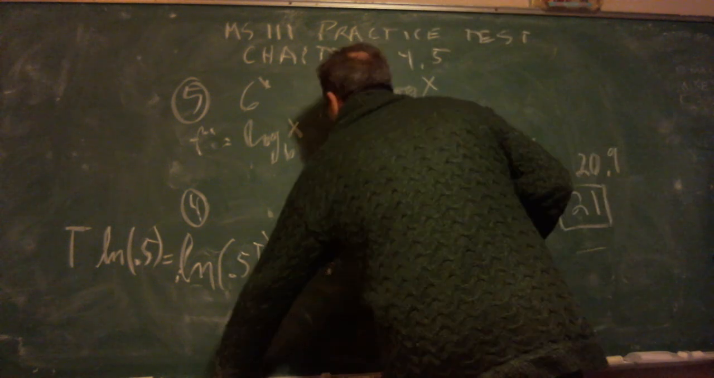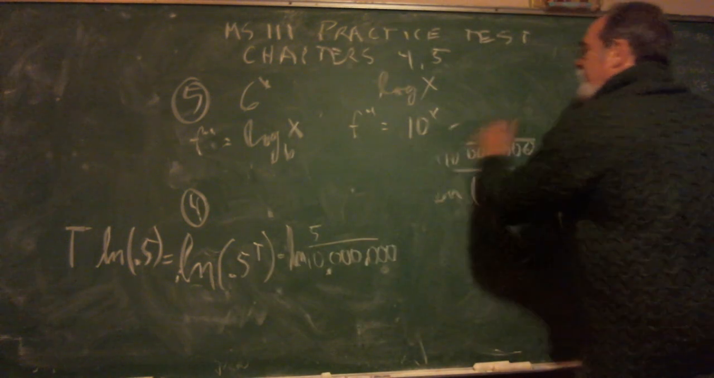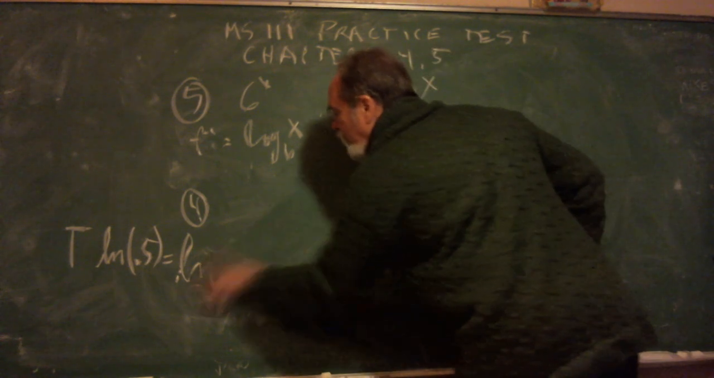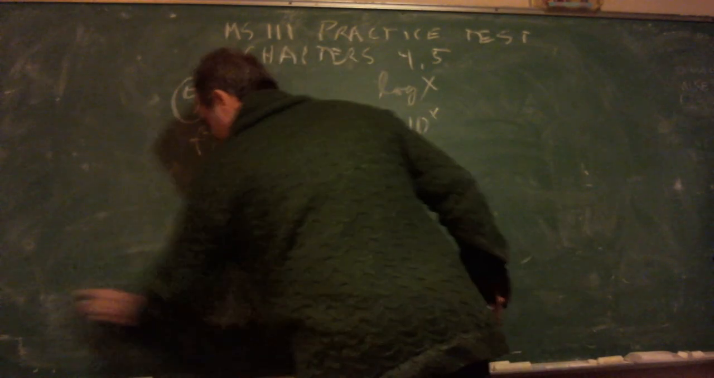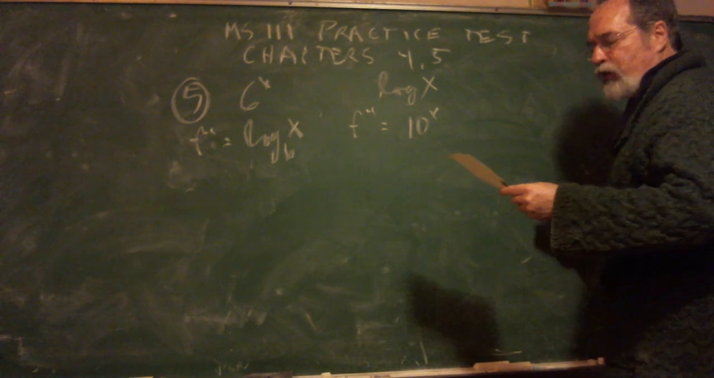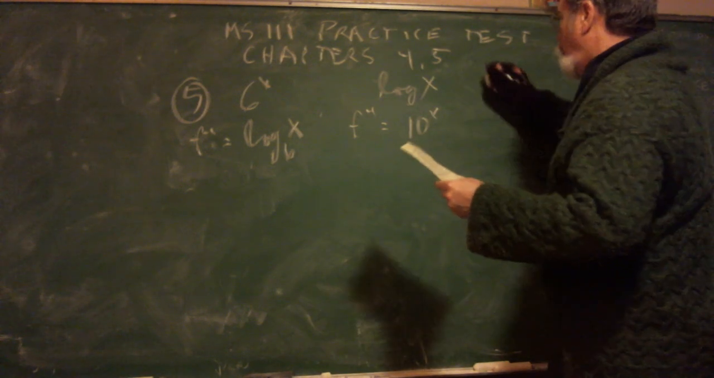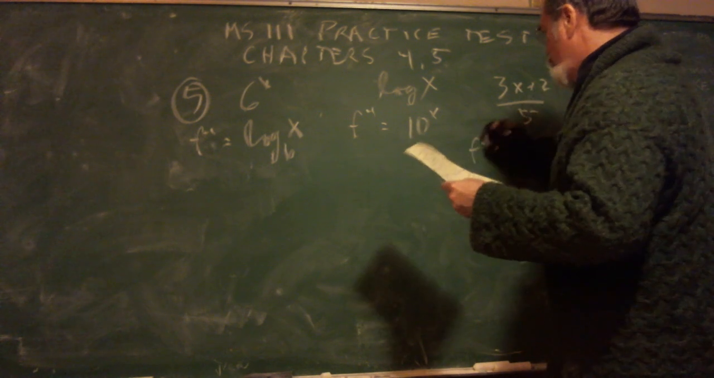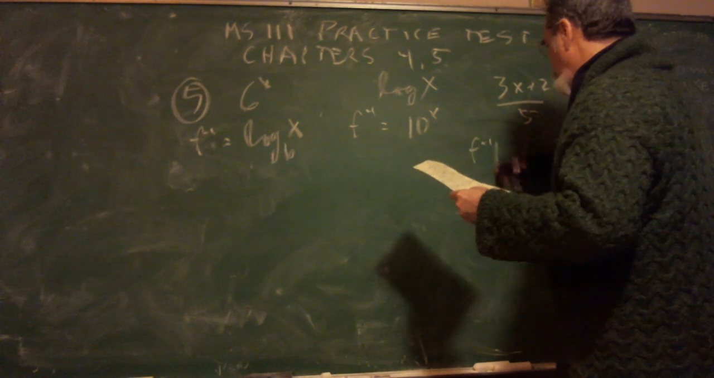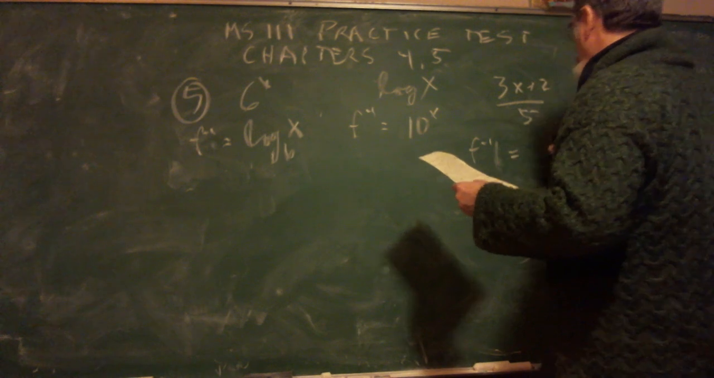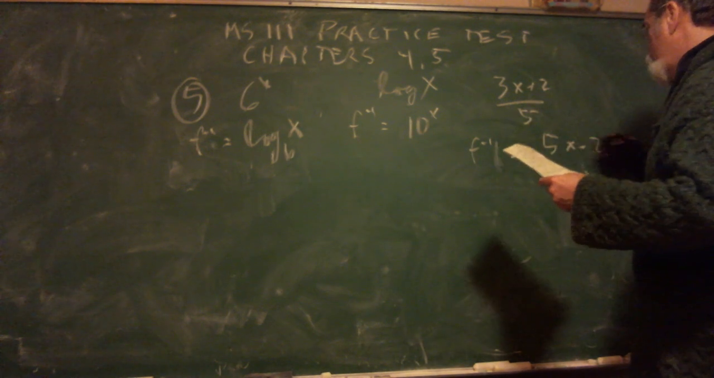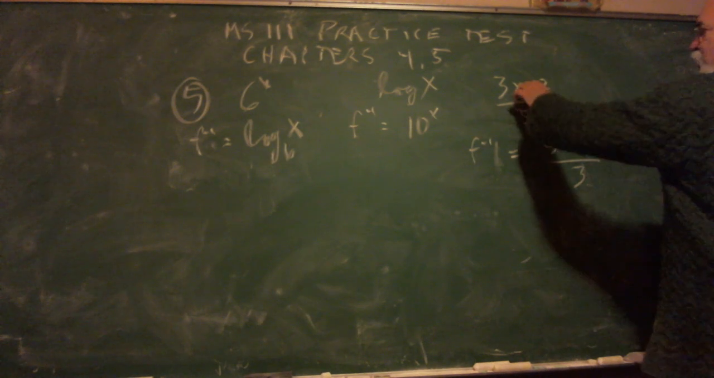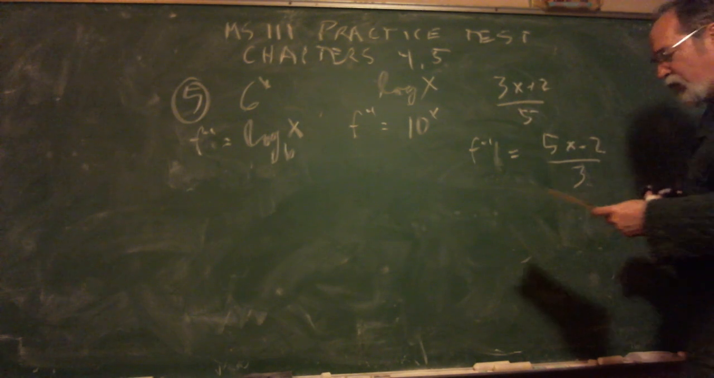Let me get this board looking better for you. The function was 3x plus 2 over 5. The inverse function is going to be 5x minus 2 over 3. I did opposite operations in opposite order. Or you could switch the letters x and y and solve.